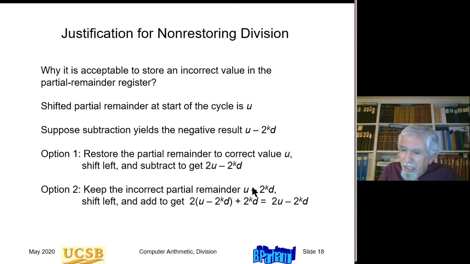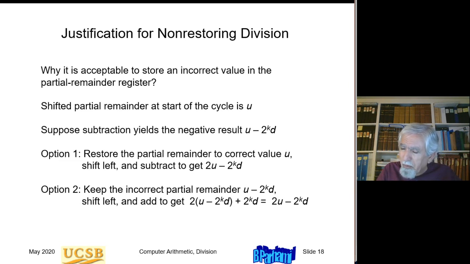if I keep this incorrect result in the register. So that trial subtraction result is loaded in the register, even if it's incorrect. Then it's shifted to the left, basically doubled. And then instead of subtracting in the next cycle, I add. If I keep the incorrect partial remainder, shifted as if it's the correct remainder, and then add instead of subtract, then I get the same value in the register that I would get after restoring and doing a trial subtraction. So the next trial subtraction is replaced by addition, and it yields exactly the same result.